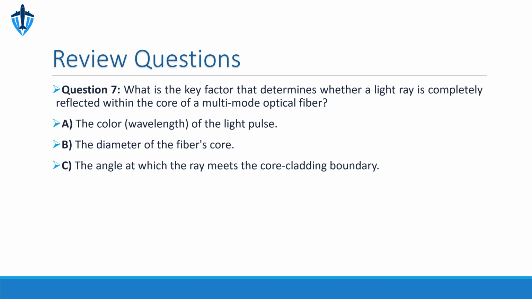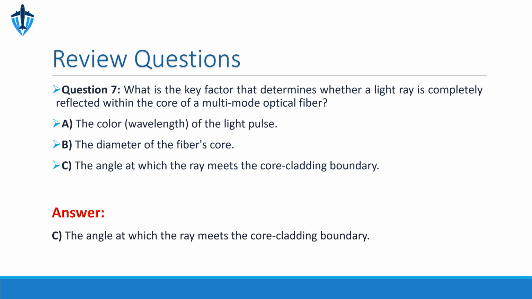The correct answer is C. The angle at which the ray meets the core cladding boundary. This is a direct application of the principle of total internal reflection, which is the operating mechanism for all optical fibers. As we mentioned earlier, rays that reflect from the cladding at angles greater than the critical angle are completely reflected. These rays carry the signal along the fiber.